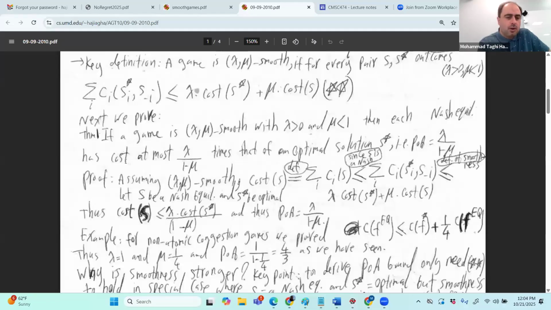One important thing, for example, for the non-atomic congestion game, if you remember, we have a similar proof. We had this for non-atomic games. We had the C of F of Q, the cost of FQ. We proved it essentially using some kind of geometric argument. And using that, we could show the price of anarchy was 4/3, because then you get 3/4 of the cost of equilibrium is less than the cost of optimum, and then you get 4/3.